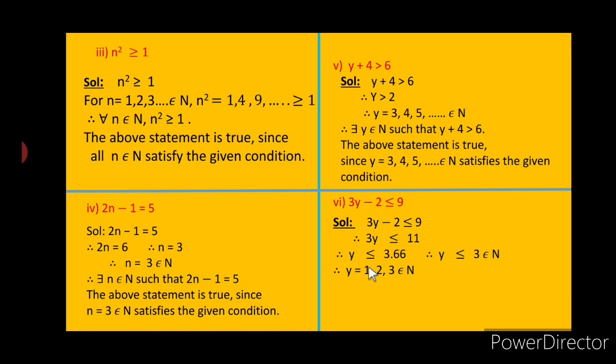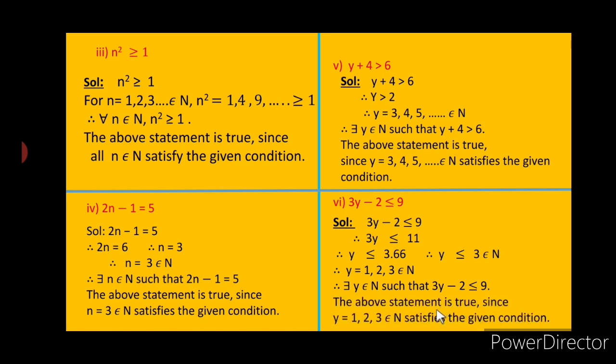Again, limited number of values from the set of natural numbers. So the there exists quantifier we have to use. So we write therefore there exists y belonging to N such that 3y minus 2 is less than or equal to 9. And this statement is true since y equal to 1, 2, 3 satisfies the given condition.